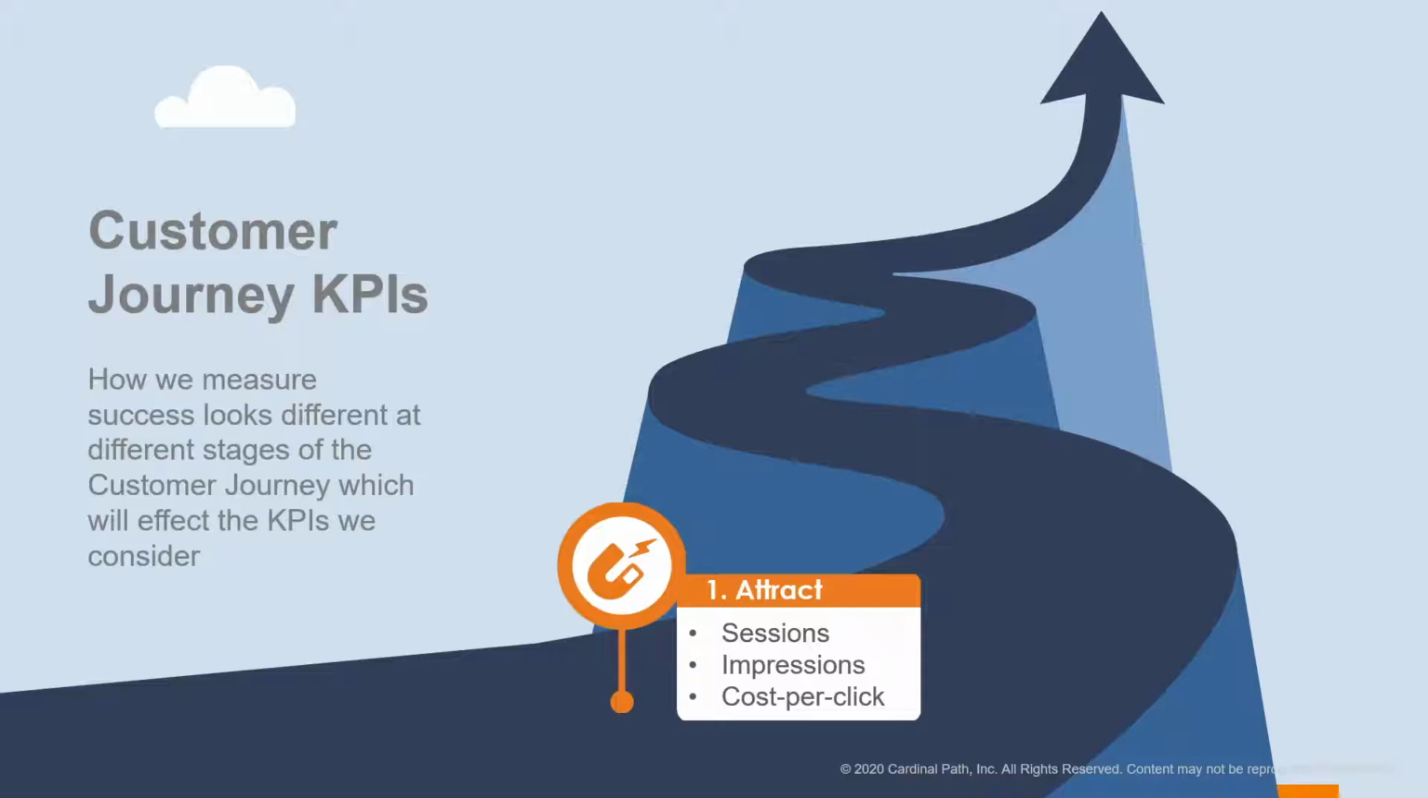And in this example, for that initial awareness, we might be focused on metrics like the number of sessions, the number of ad impressions that users see out on the internet, as well as something like the cost per click, so that we can optimize media in order to be as efficient as possible.